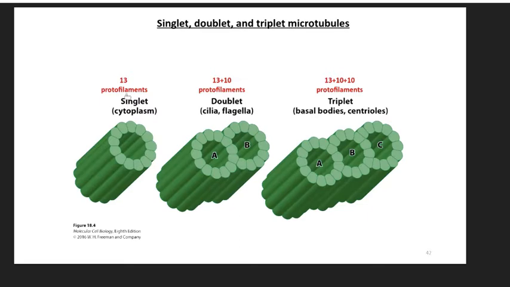In the protofilament structure, when there are 13 protofilaments forming one single microtubule, it is found in the cytoplasm and is known as a singlet. The doublet plus 10 arrangement is found in cilia and flagella. The triplet is found in basal bodies and centrioles. We have studied the cilia and flagella structure in detail, as well as the centriole a little bit.